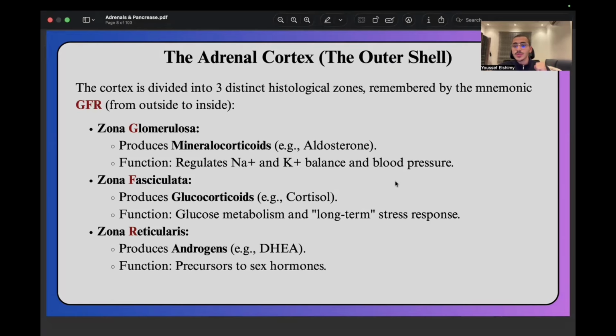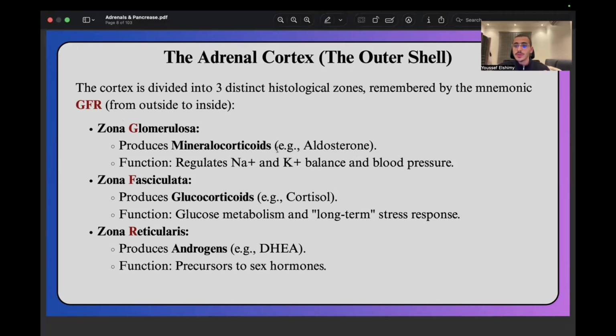So what are the three zones? We have the zona glomerulosa, zona fasciculata, and zona reticularis. You have the G, the F, and the R. And each zone secretes specific hormones. Starting with the zona glomerulosa, it is the outermost layer. It produces mineralocorticoids, which includes aldosterone.